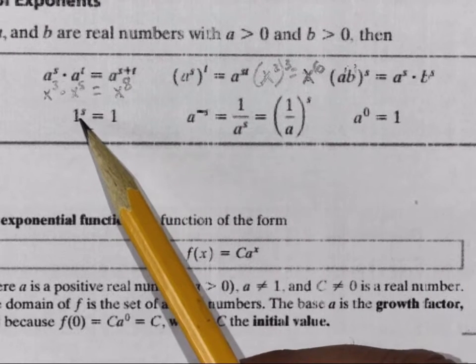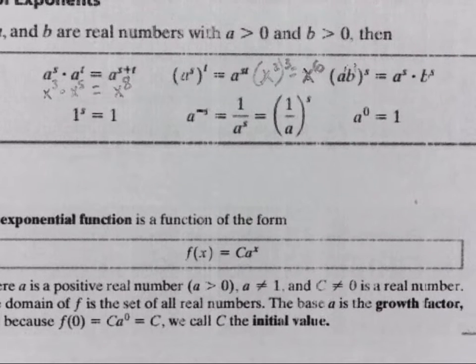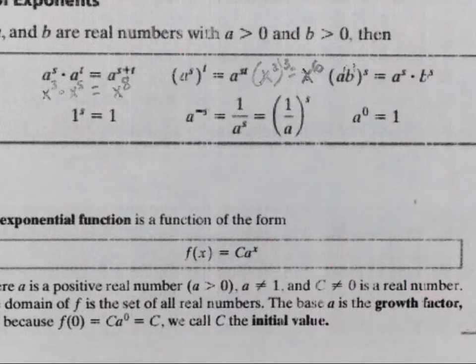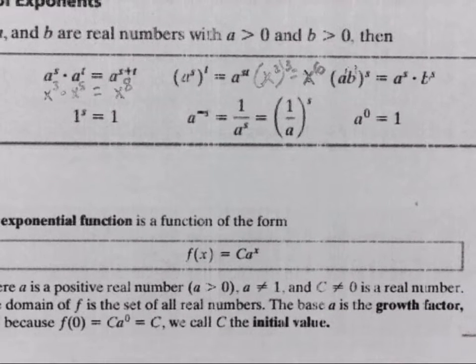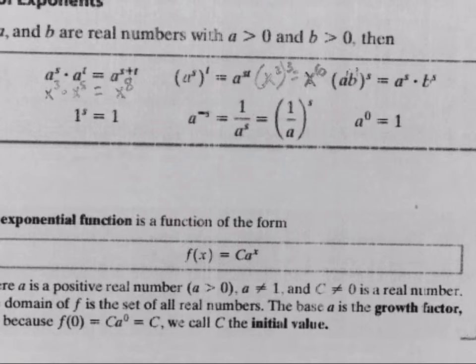If we're raising a base of 1 to any exponent, that's going to equal positive 1. You can make negative exponents positive by moving them to the denominator. And anything to the 0 power is equal to 1. So we've already talked about these in Chapter R, but this section does a quick review.